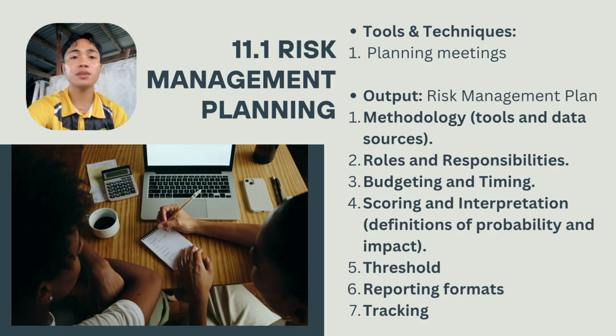The risk management plan may include the following. So the first one is methodology or tools and the data sources. Second, rules and responsibilities. Third, budgeting and timing. Fourth, scoring and interpretation or definitions of probability and impact. Next, threshold. Next, reporting formats. And lastly, tracking.